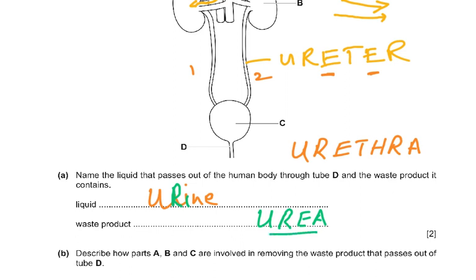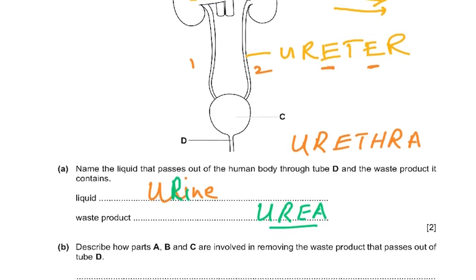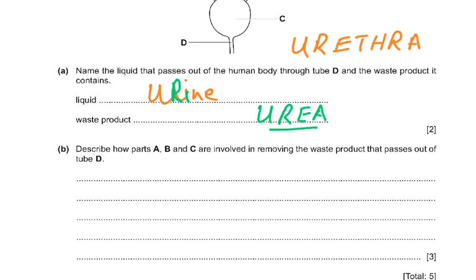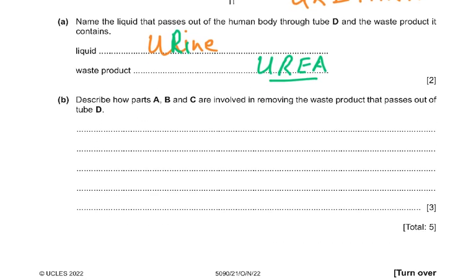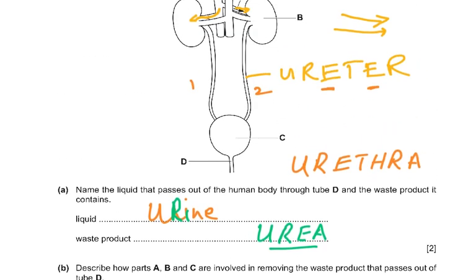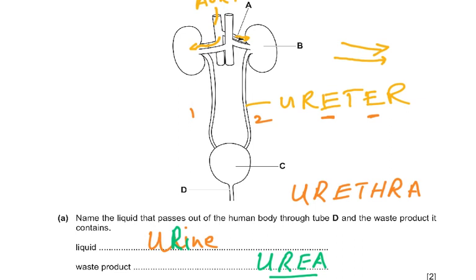Now describe how parts A, B, and C are involved in removing the waste product that passes out of tube D. Now this is part B of the question and this is for 3 marks. So you be very careful and talk about everything. So as I told you before, A is the renal artery. Let's go back to the diagram. A brings the urea, or you can say the waste product, to the kidney.